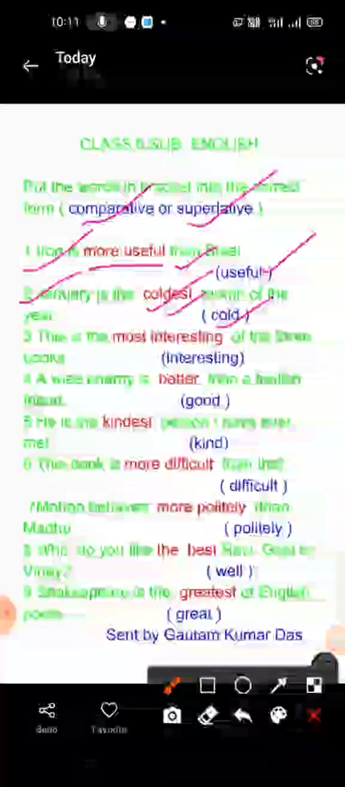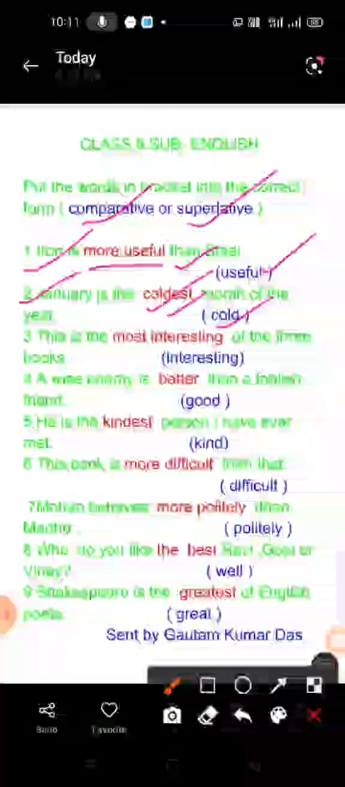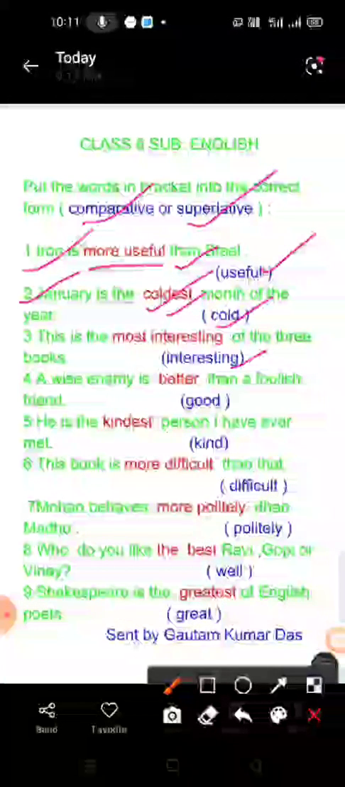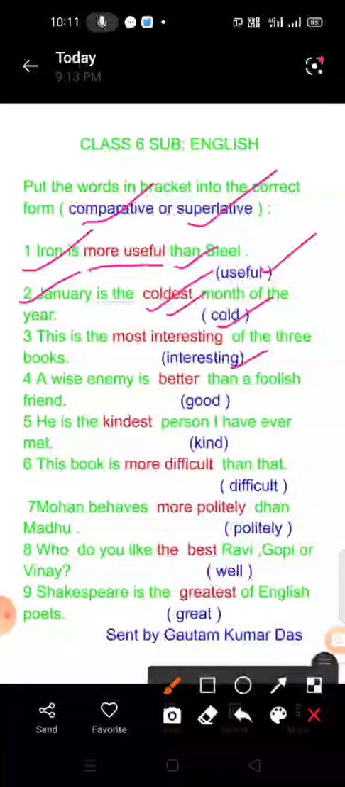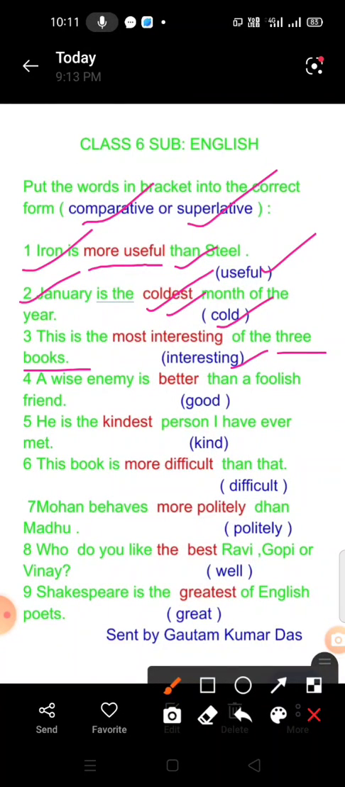Third, January is the dash of the 3 books, interesting given in the bracket. Interesting is given in the bracket, you have to choose its right form. What will be? This is the most interesting of the 3 books. How many books here? 3 books. More than 2 books. If 2, then comparative. Comparative is used between the 2, and more than 2, then you have to use superlative degree. This is the most interesting of the 3 books.